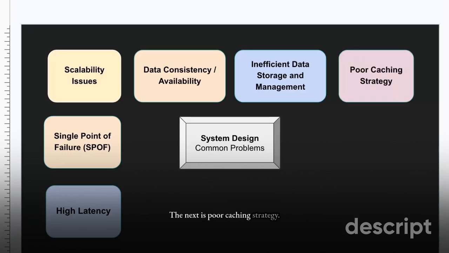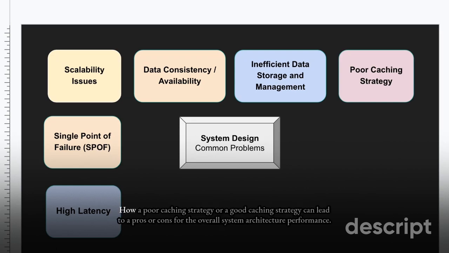The next is poor caching strategy. Caching speeds up your system, but a bad caching strategy can lead to stale data or unnecessary cache eviction. So there is a hit and miss policy on caching. You can just go through that. You will get to know how a poor caching strategy or a good caching strategy can lead to pros or cons for the overall system architecture performance.